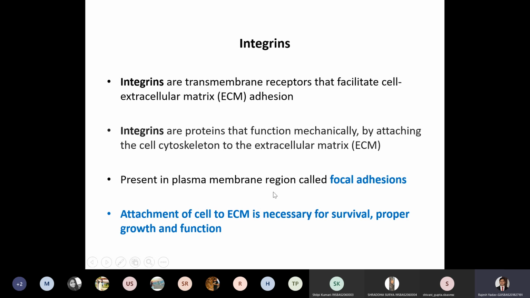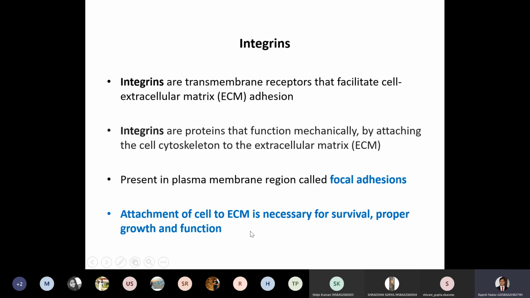Basically, integrins are proteins that function mechanically by attaching the cell cytoskeleton to the extracellular matrix. Because it is a transmembrane protein, it comes outside and attaches to the extracellular matrix. Where these integrins are present in the cell, that point or region is called the focal adhesion.